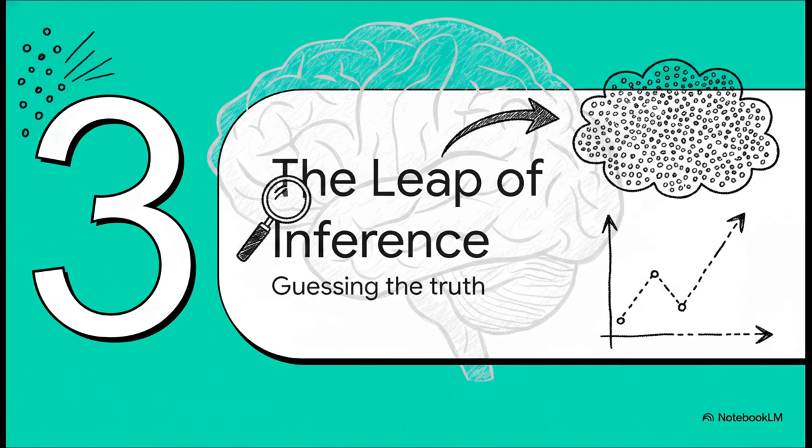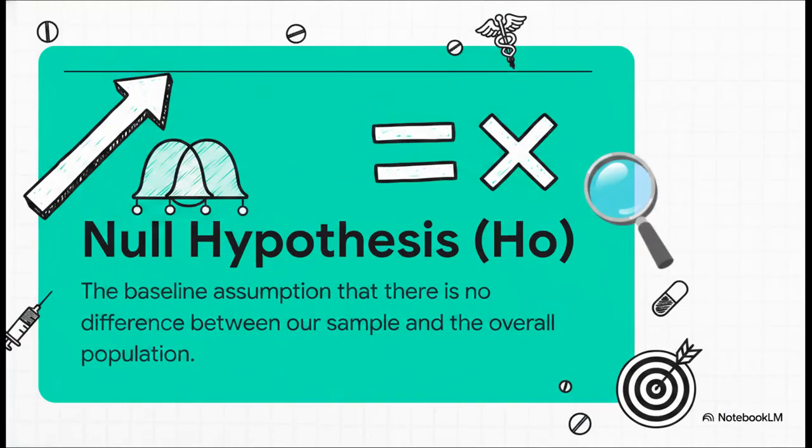All right, Section 3, the leap of inference, or guessing the truth. This is the climax of the statistical process. To make that leap from our sample to the vast population, we have to start with an assumption. Enter the null hypothesis, usually written as H0. The null hypothesis is your baseline, honestly kind of boring assumption that absolutely nothing special is happening. It assumes there's zero difference between your specific sample and the overall population. Essentially, scientists dedicate their entire careers to trying to confidently prove that the assumption that nothing interesting is happening is a complete lie. Finding the evidence to reject this boring default is exactly what we're testing for.